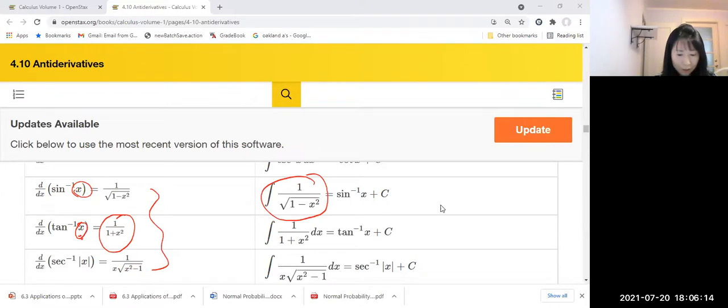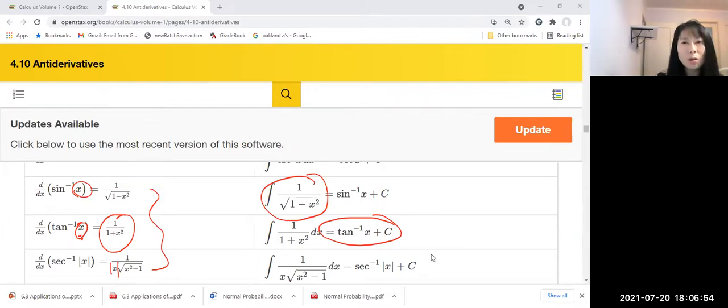Then the antiderivative of 1 over 1 plus x squared is inverse tangent x. Then inverse secant of x with the absolute value, whose derivative is 1 over x times the square root of x squared minus 1. Sometimes some books indicate the absolute value too. Then what's the antiderivative of 1 over x square root of x squared minus 1 dx? Then that is inverse secant of the absolute value of x, plus C.